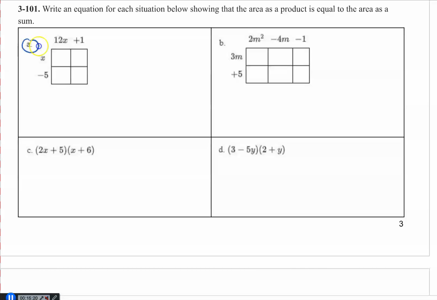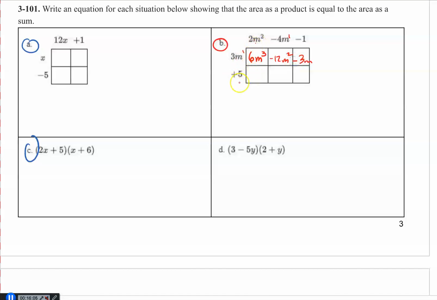3-101. Go ahead and try A and C. I'll go over B and D. Starting with B, let's fill in the boxes, multiply together. This is the most common mistake. 2m squared times 3m is actually 6m to the power 3. When you multiply the two m's, their exponents are going to add. -4m times 3m is, well, -12. And since m times m is m squared, there you go. -1 times 3m is just 3m, but a negative times a positive stays negative.